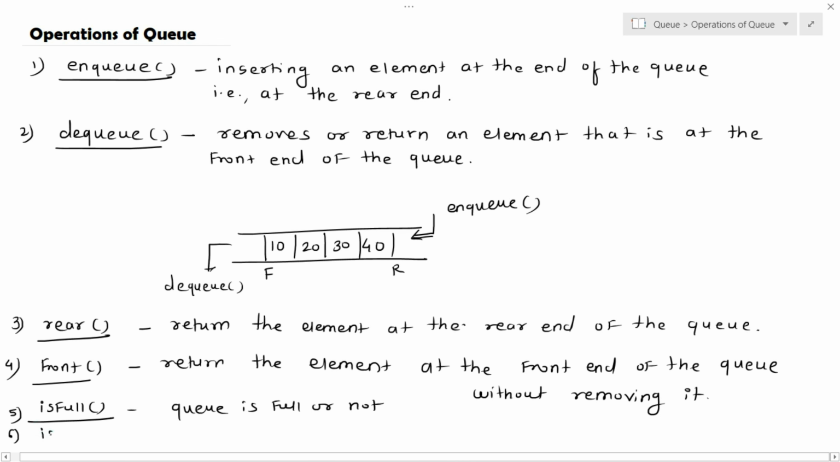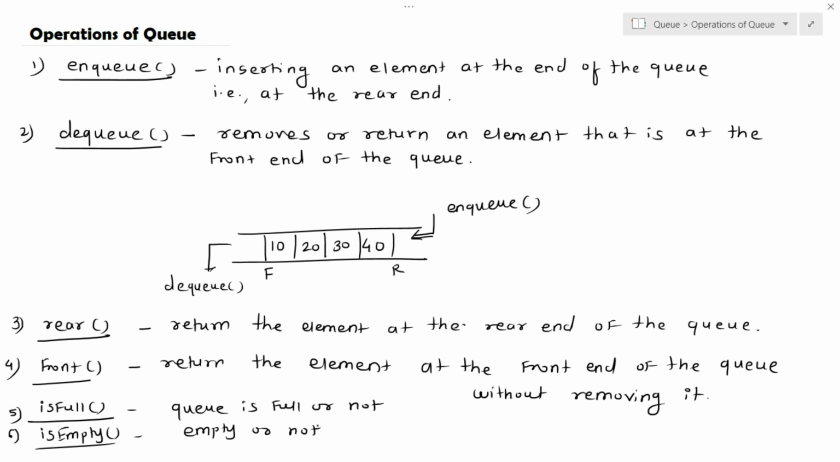Now the next similar operation is isEmpty. This operation checks whether the queue is empty or not. And if the queue is empty, then it returns the underflow condition and shows the error message. Okay, so the isFull operation checks whether the queue is full or not, and if the queue is full, then it returns the overflow condition and the error message. And isEmpty is used to check whether the queue is empty or not, and if the queue is empty, then it returns the underflow condition and the error message.